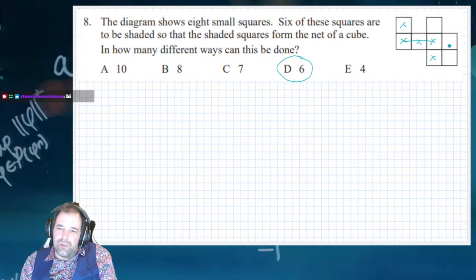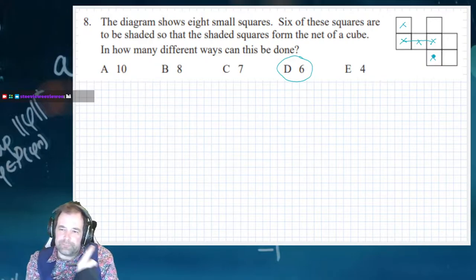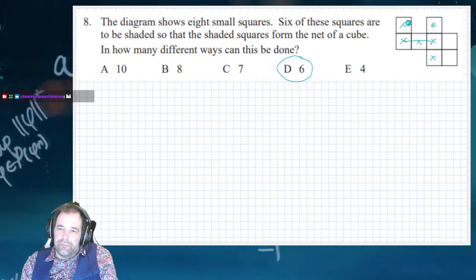You've got the four down the middle, and then two that get the top and the bottom of the cube. Four down the middle will get that way. So you've got to keep one of these two, because that gets you the top of the cube, and you've got to keep one of these two because that gets you the bottom.